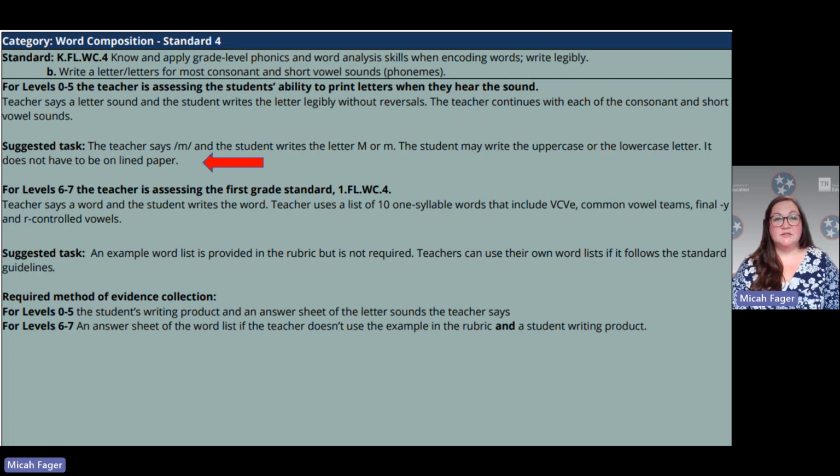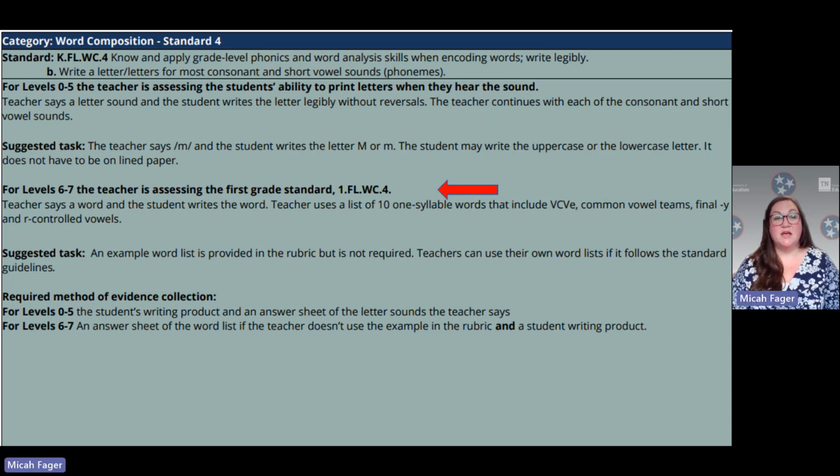The suggested task gives you an example of how to ask the student to write the letter. The teacher says, and the student will write the letter either a capital or uppercase M or a lowercase m. The student may choose which letter they write, an uppercase or a lowercase letter. And it does not have to be on lined paper. But again, reversals will not be counted as correct.